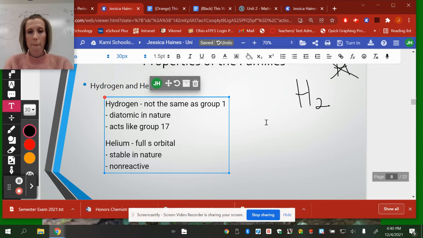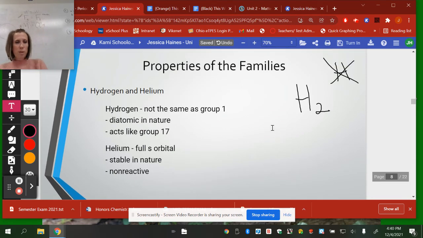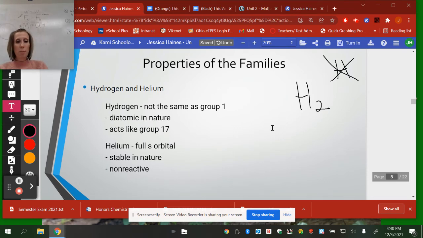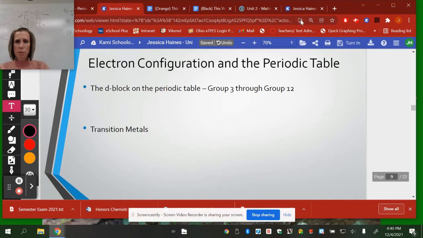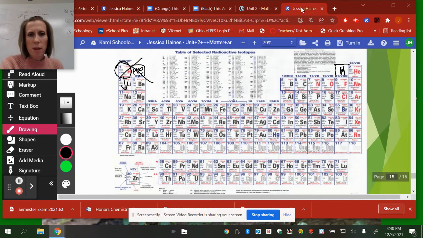Non-reactive. Okay. So they're the only ones in those columns. They're the only oddball elements on the periodic table. Okay, so let's dive into this group on the periodic table. Remember, that was the S block over here. And then the P block was over here, but we're not there yet.